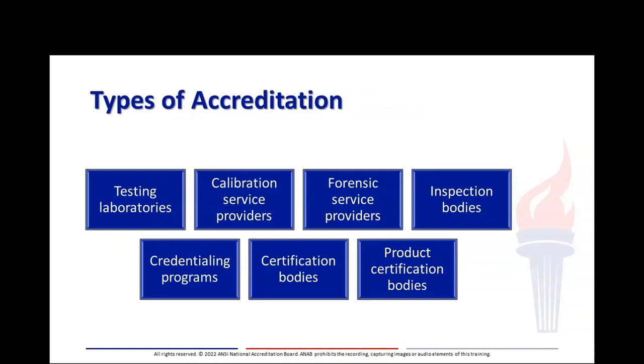We'll round out this discussion with different types of accreditations and certifications. If you think back to our types of standard slides, here we are looking at those conformity assessment standards and accreditation. Accreditation can be achieved by testing laboratories, calibration service providers, forensic service providers, inspection bodies, credentialing programs, certification bodies, and product certification bodies. These entities perform conformity assessment, again, such as testing, calibration, inspection, or certification services.